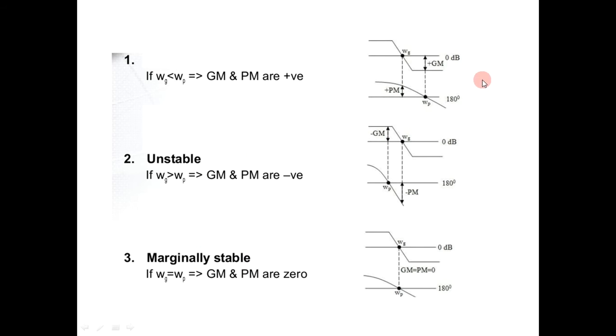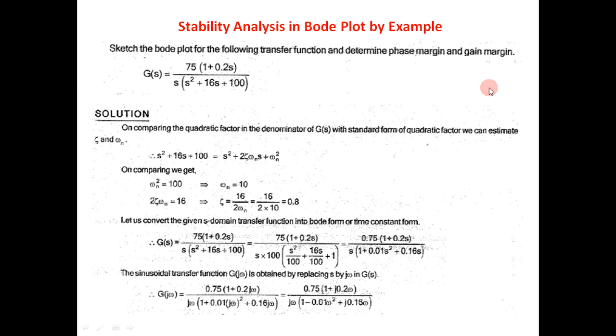So let us discuss the stability in Bode plot by example. We want to find the stability of the system for a given open loop transfer function. We have to decide the stability of the system by using the phase margin and gain margin. The given transfer function is G of s is equal to 75 into (1 plus 0.2 s) divided by s into (s square plus 16s plus 100).